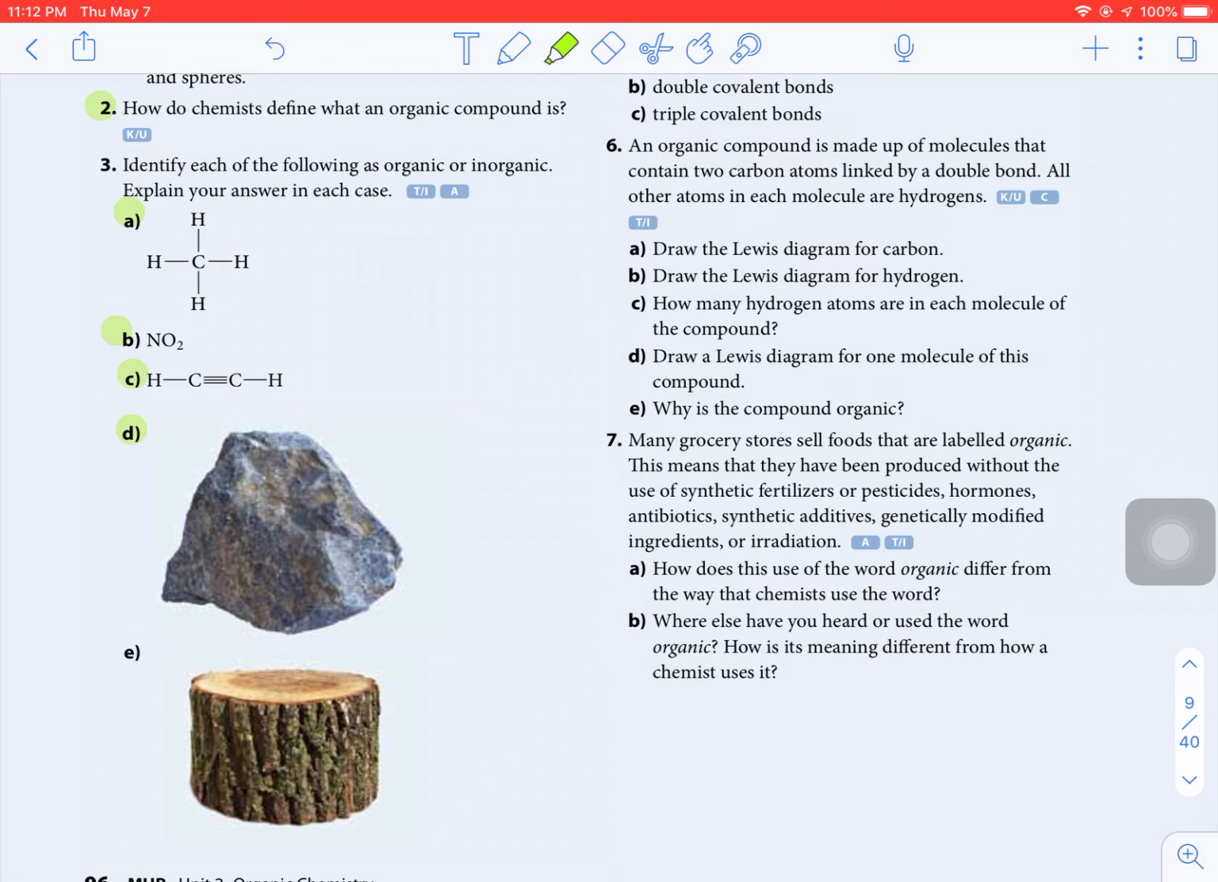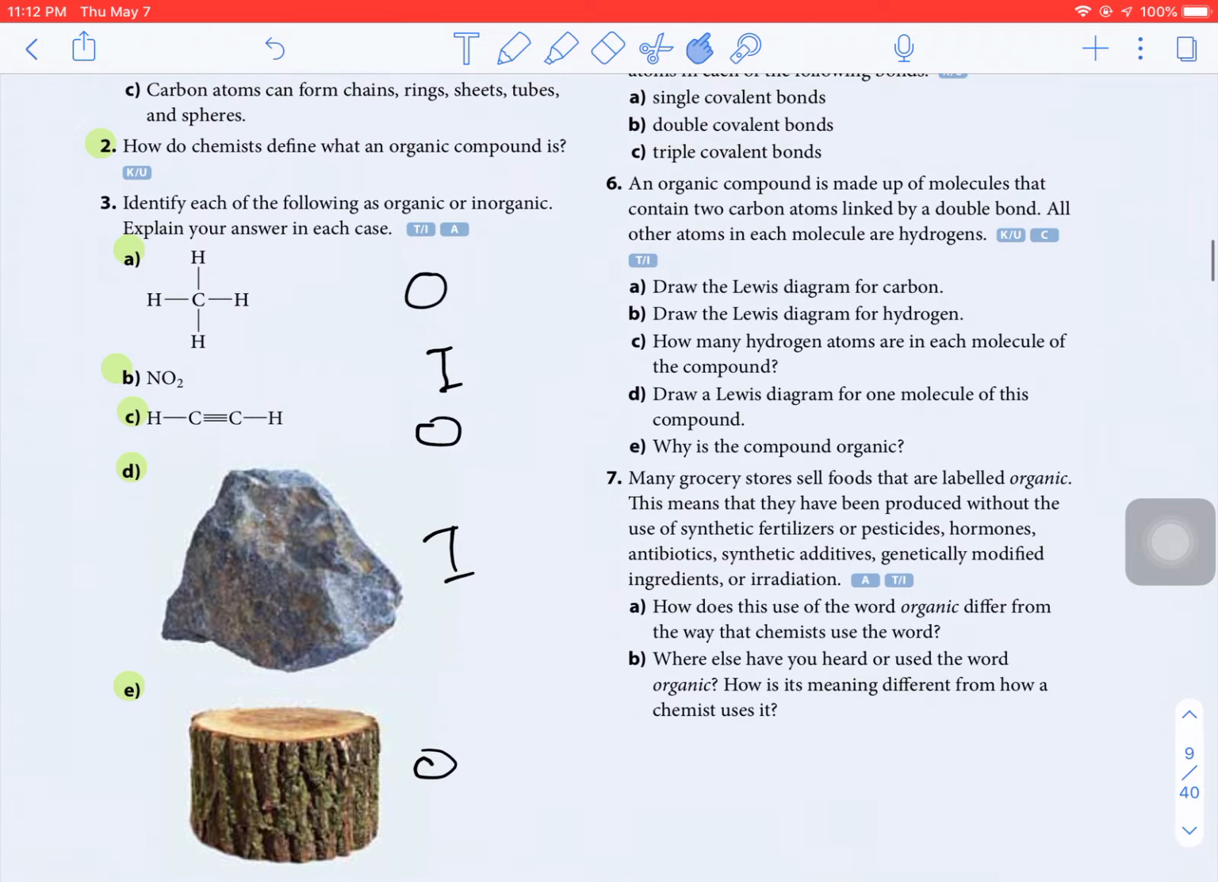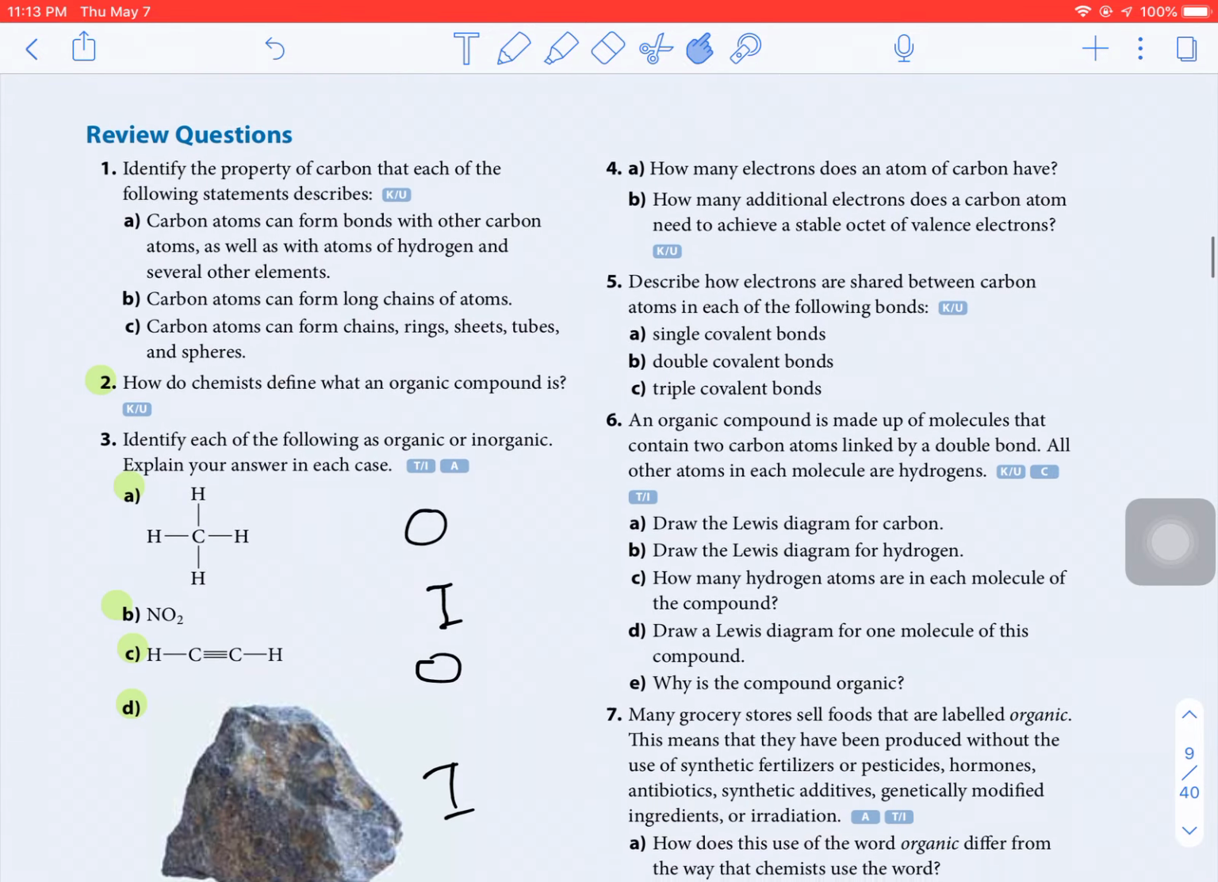Again, remember the traditional definition was if it is made from living things or in living things, whether it's either made by them or part of them, it's usually how we used to consider things organic. So this tree here would be organic, where the rock would be inorganic. All right, so organic, inorganic, organic, inorganic, organic, right, based upon the definition that we're using for organic chemistry.